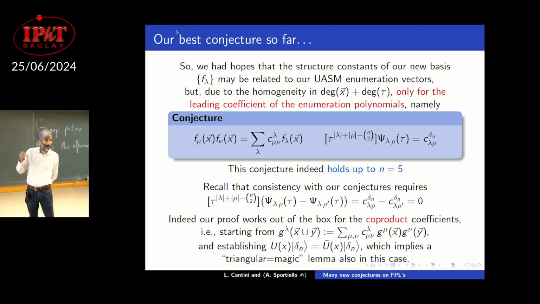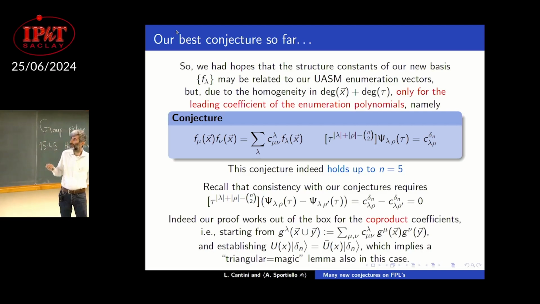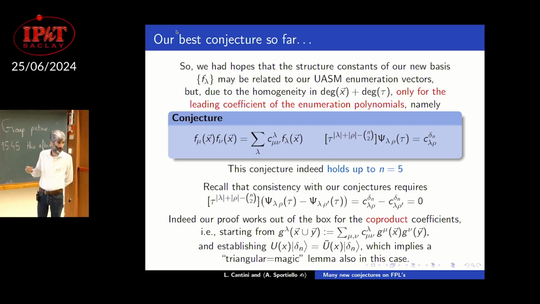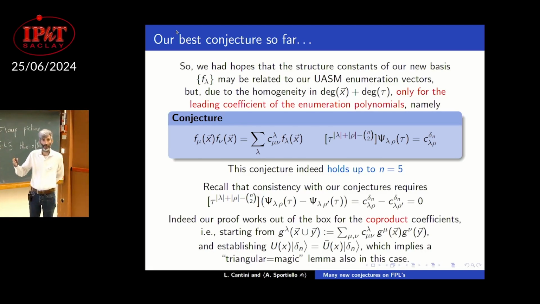And this is good, because the T's are deformed, but they have the same nature. And the proof telling that triangle is equal magic works out of the box. So this was needed for the construction to be consistent with the conjecture observed.